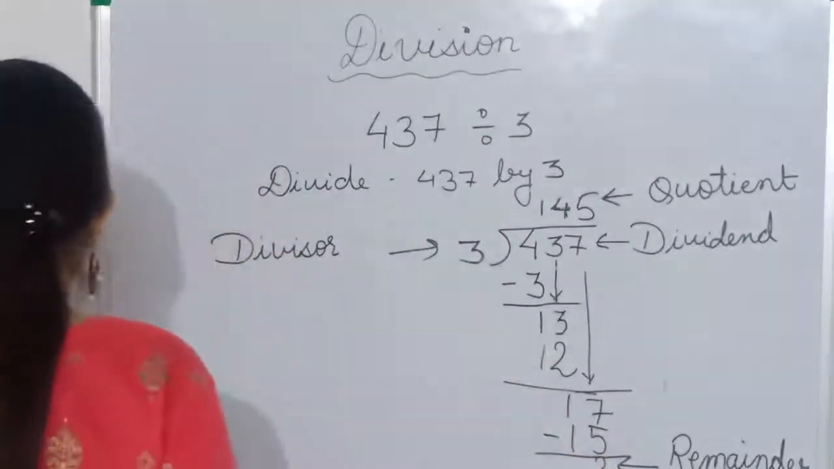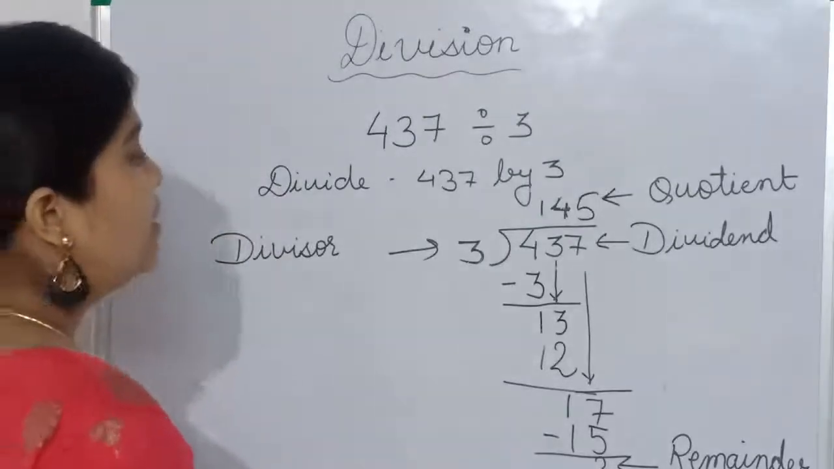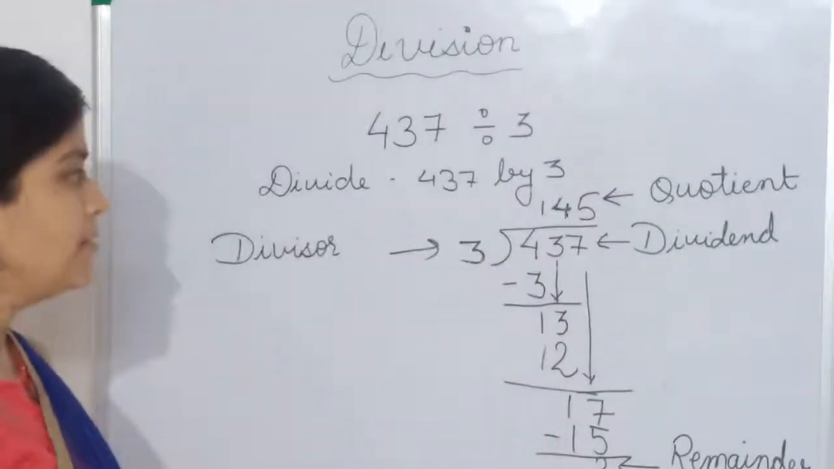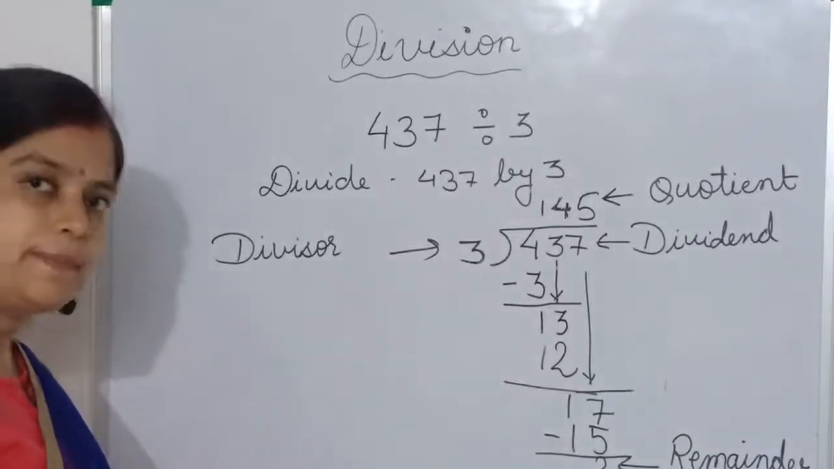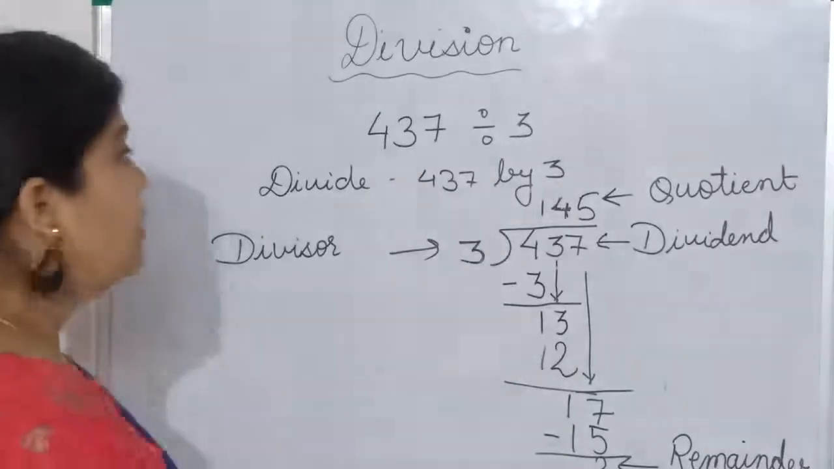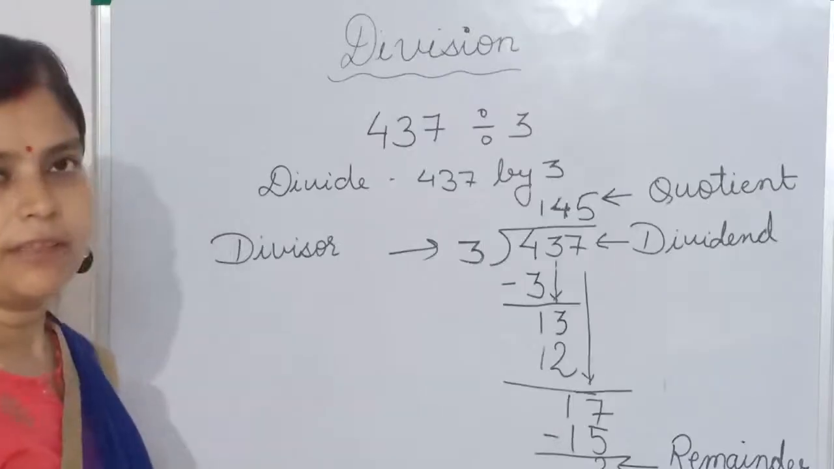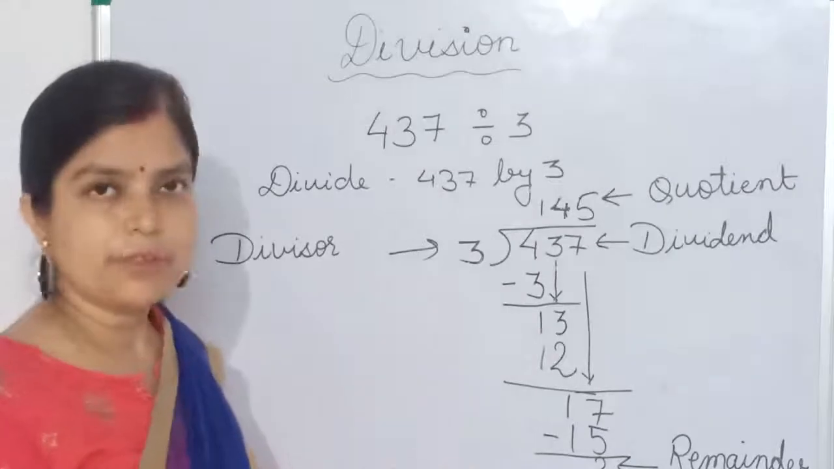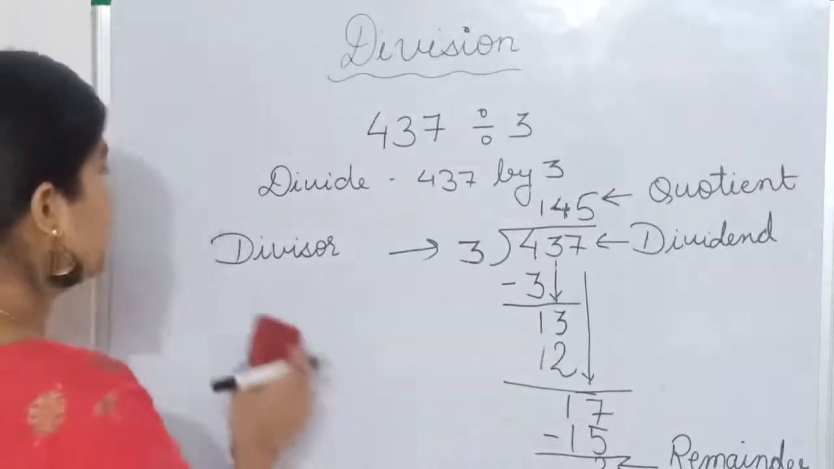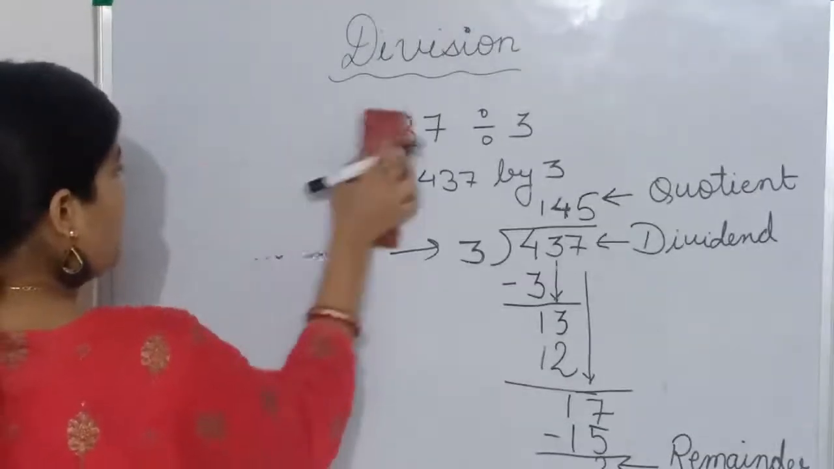So now in the same way we can divide a 4 or 5 digit number by a 1 digit number or by a 2 digit number. I am not showing it here by a 1 digit number, I will show you how to divide by a 2 digit number. I am taking one example here.